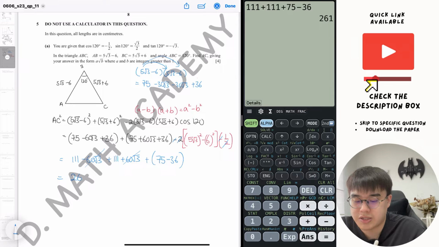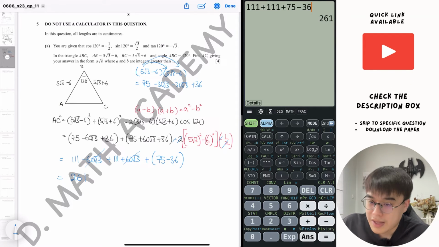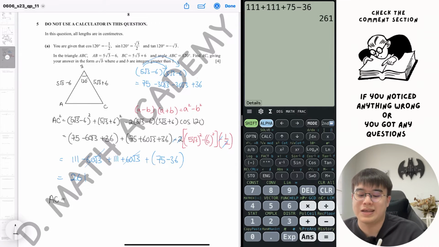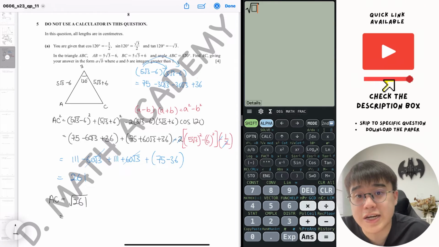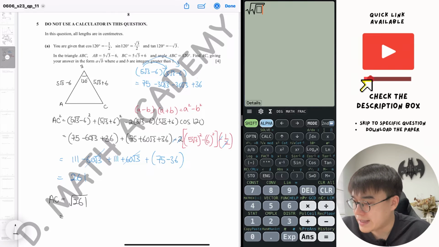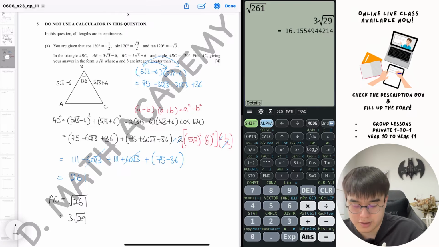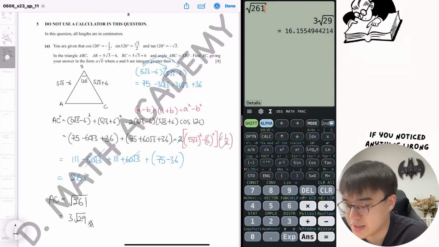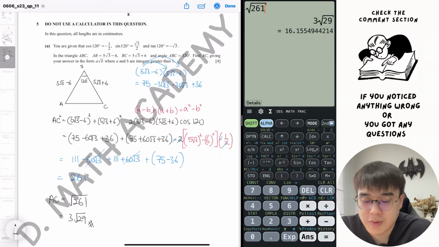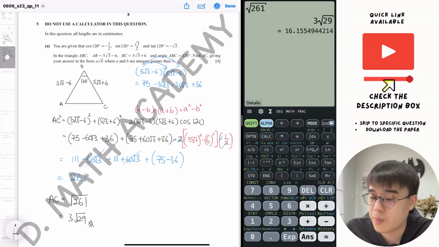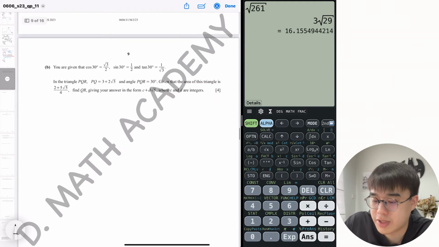111 plus 111 plus 75 minus 36. The answer is 261 at the very end for your AC square. But do take note that they are asking you for AC. So 261 will still be square root. There won't be any plus minus here because AC is a length of the triangle. So key in your calculator, then you should be able to get your final results here. Okay, try to show as much workings as possible. Do not rely too much on your calculator when they specifically mention about it.